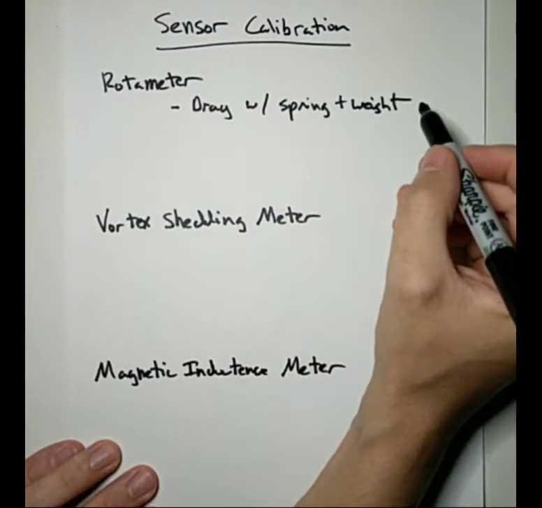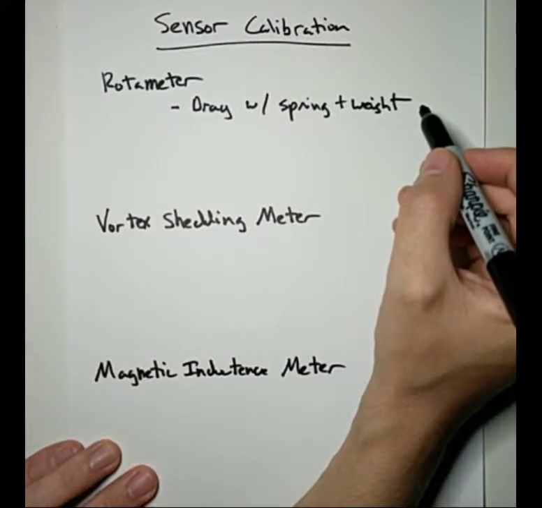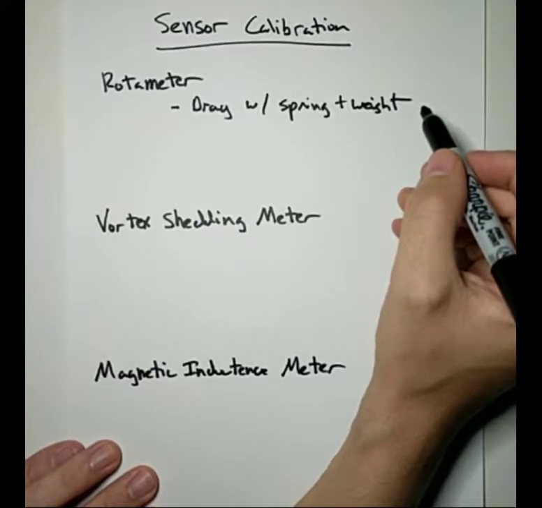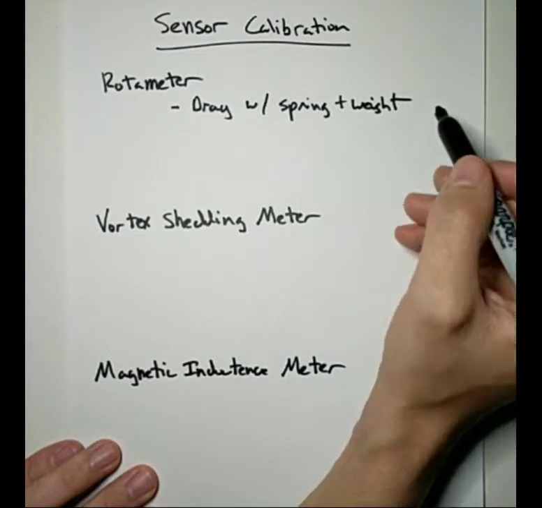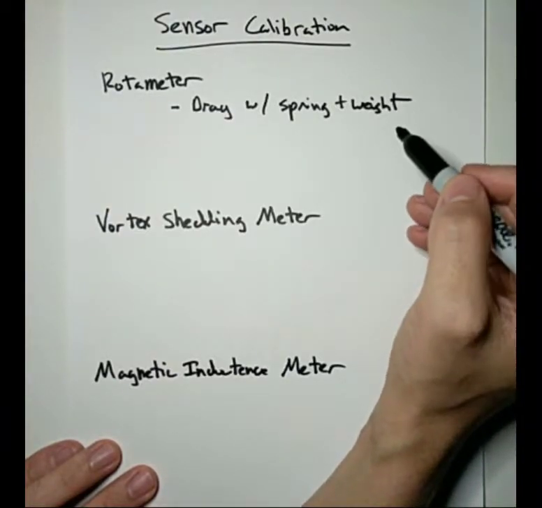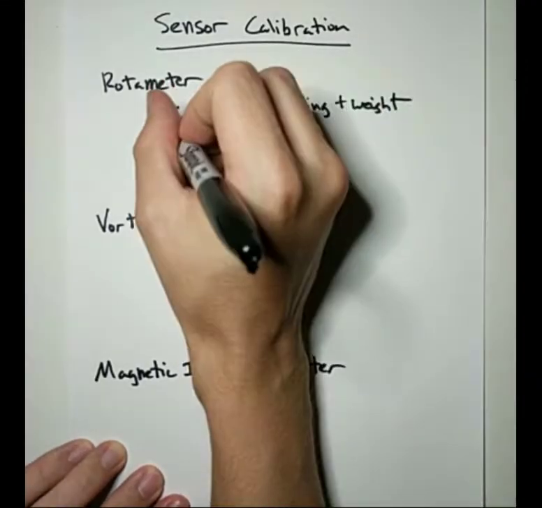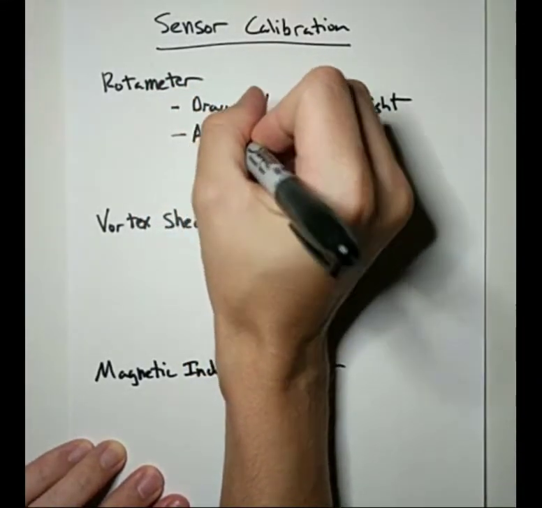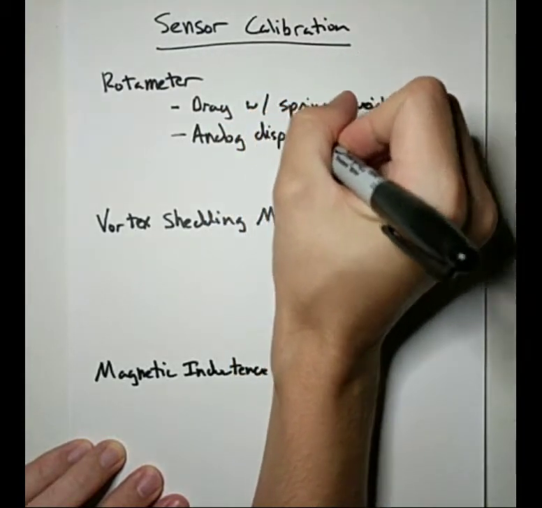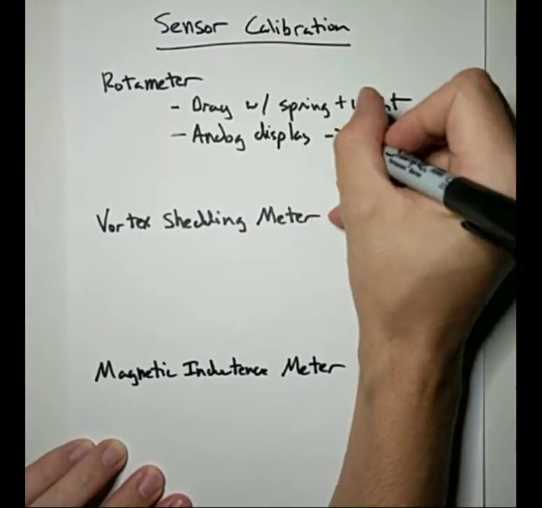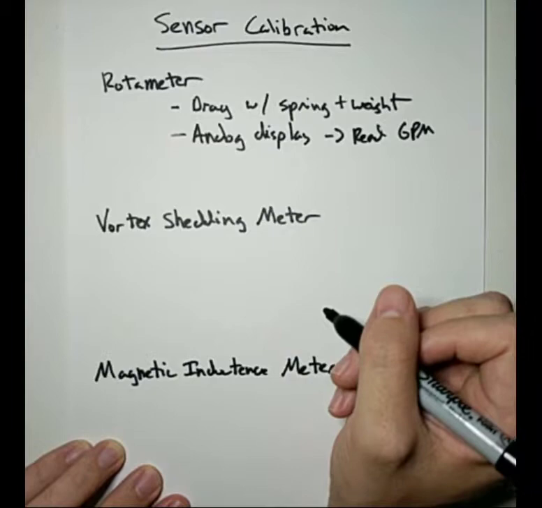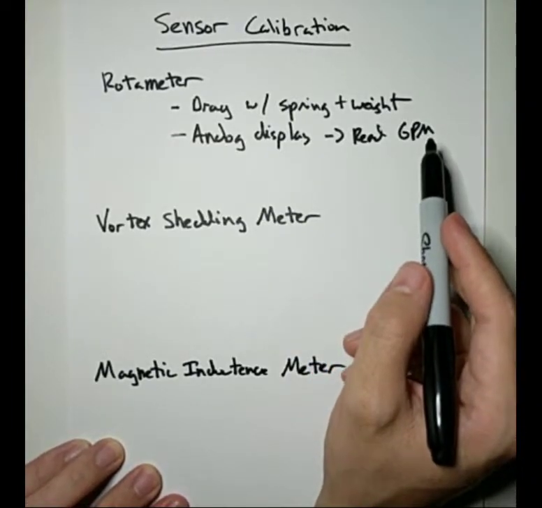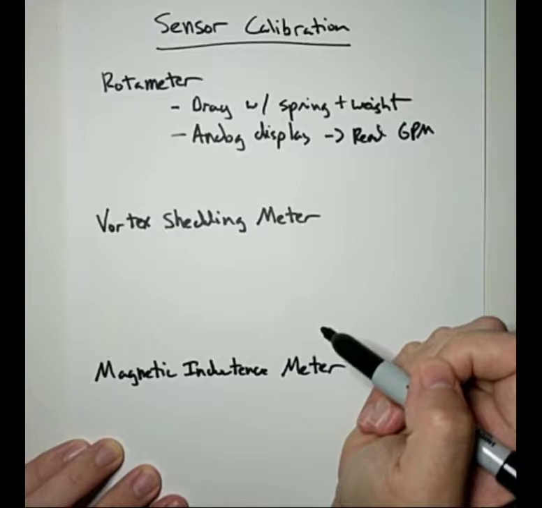So it is marked, and the column that it's in is graduated. So using the line on the bobber, the flow rate can be directly read off of the graduation marks in the column. So it's an analog display that you read the flow directly off of, and we're going to be reading it in gallons per minute. We'll be doing all of these sensors in gallons per minute.